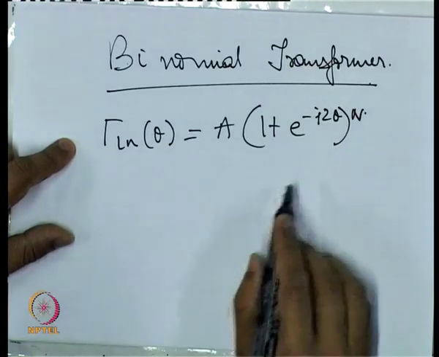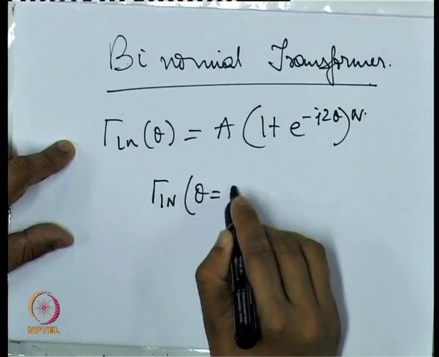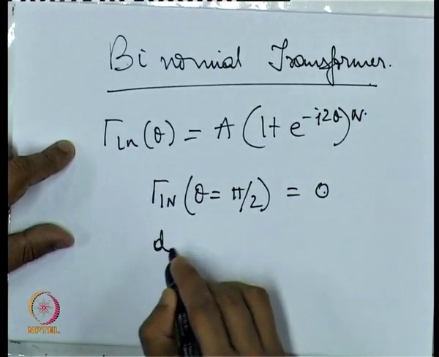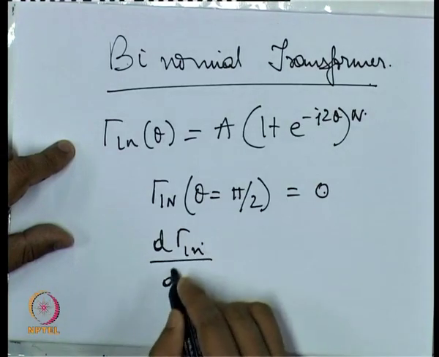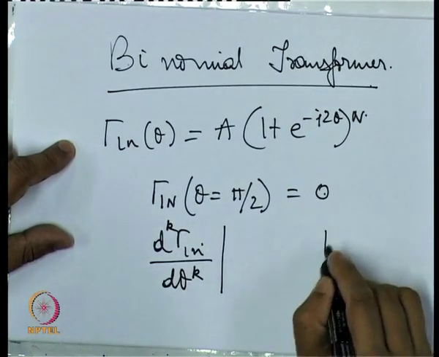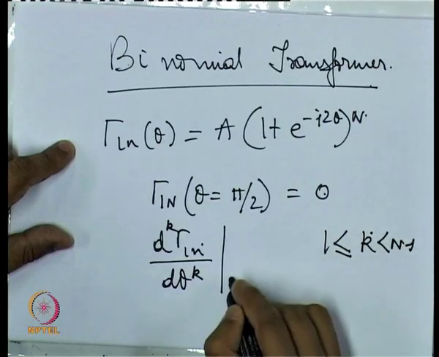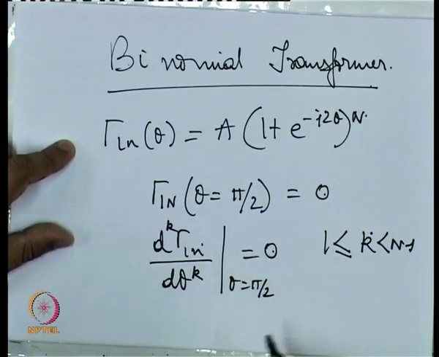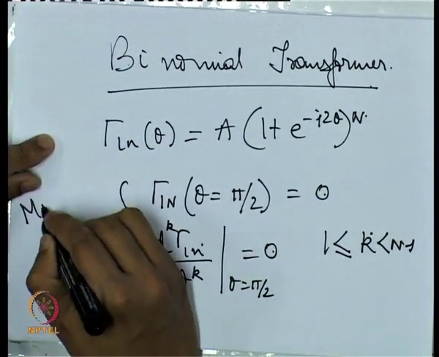Now, the interesting thing about this formula is that gamma in at theta equal to pi by 2 is 0, and d gamma in upon d theta to the k, for k between 1 and n minus 1, is also equal to 0. This condition that is satisfied is called the maximally flat condition.